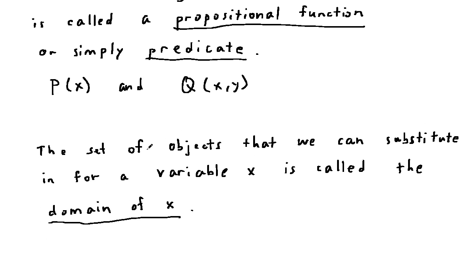The set of objects that we can substitute in for a variable x is called the domain of x. In the context of our example, P of x, John and Sue are in the domain of x. The constant symbols J and S name objects in the domain of x. So J stands for John and S stands for Sue.